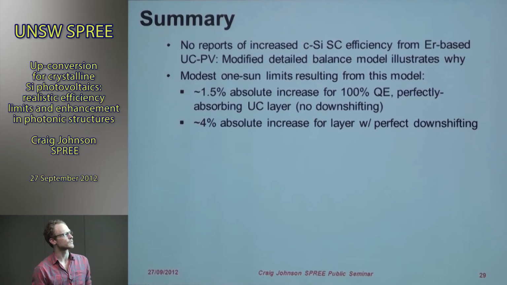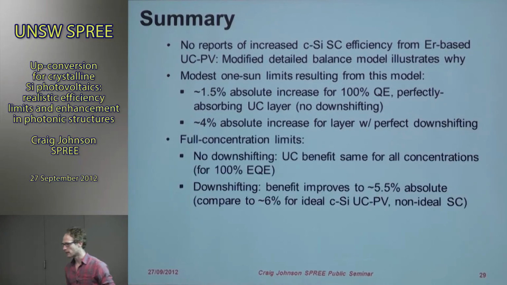1% absolute increase for 100% quantum efficiency. And that's for a perfectly absorbing upconversion layer with no downshifting, granted, but only 4% absolute increase for a layer with perfect downshifting. At full concentration, you get the same benefit if there's no downshifting. And that's for 100% external quantum efficiency in the upconverter. And with downshifting, you get quite a nice benefit, 5.5% absolute.